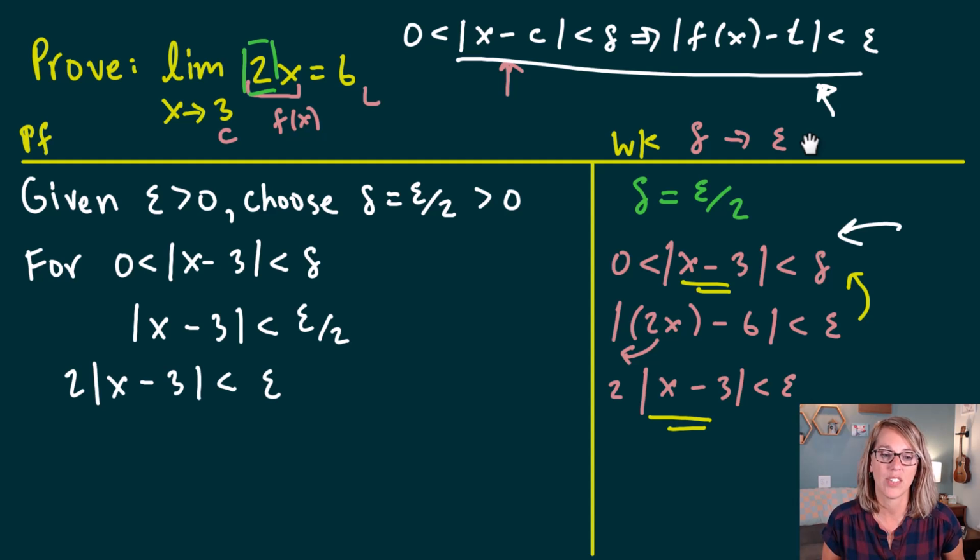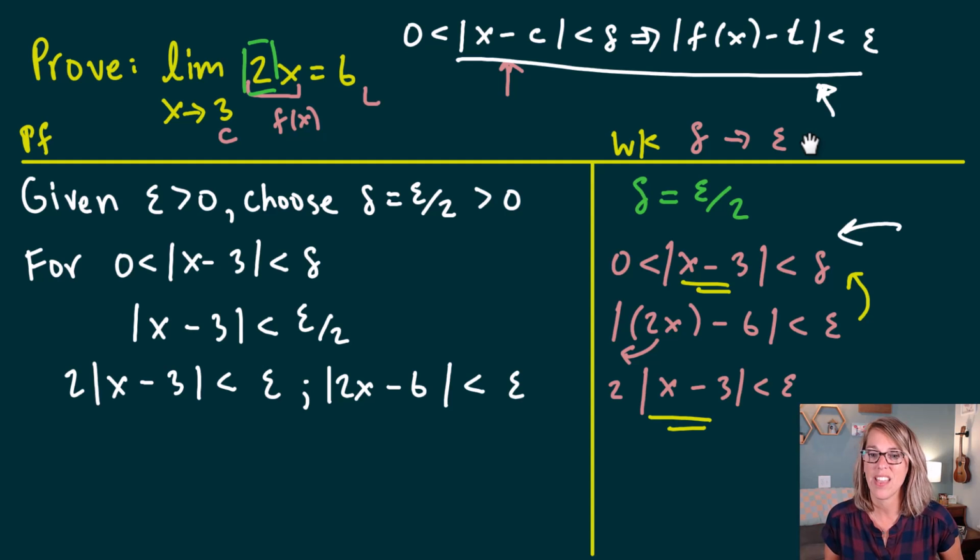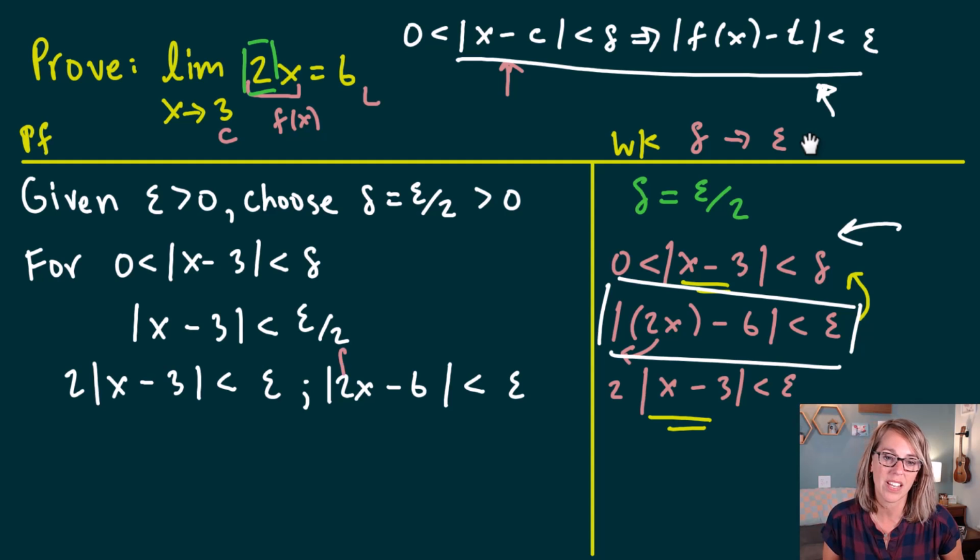If I multiply that 2 through, I end up with |2x minus 6| is less than epsilon, and I think I am there. |2x minus 6| is less than epsilon. So that's exactly what we were looking for. This is |f of x minus L|. You don't need what I've got in pink written in there, but we are finished. We just need our conclusion.